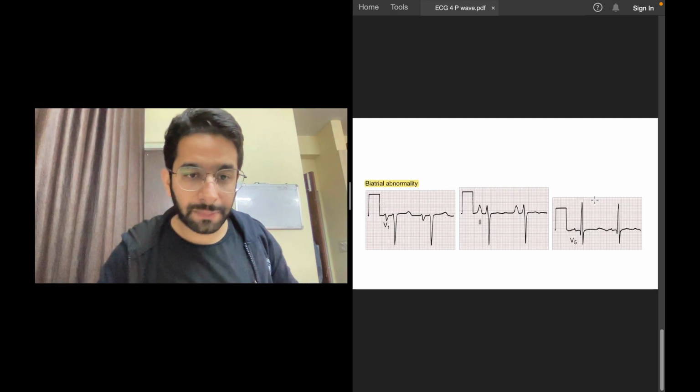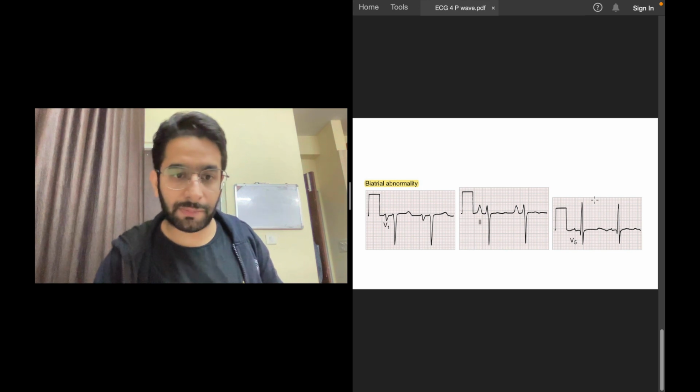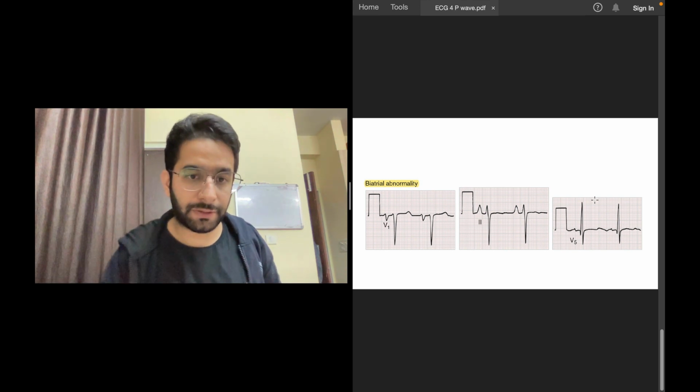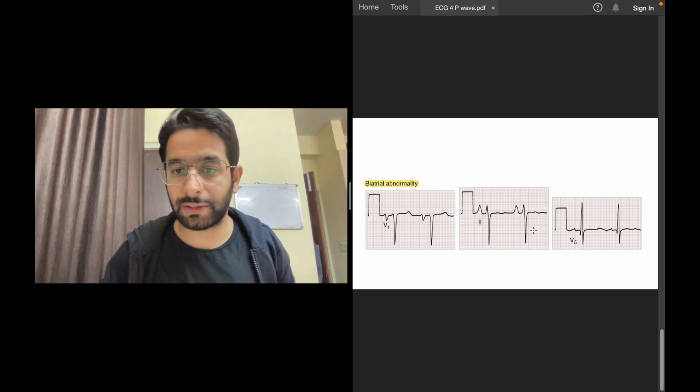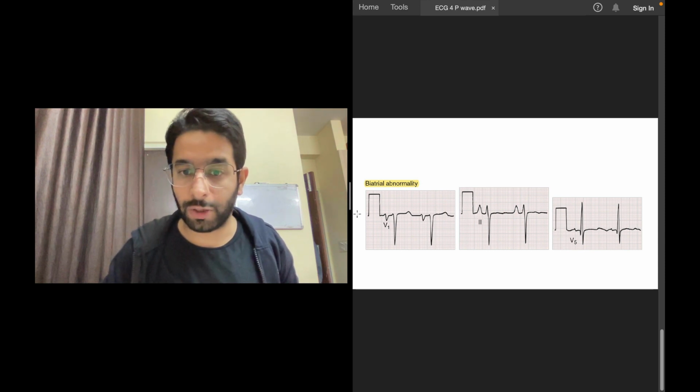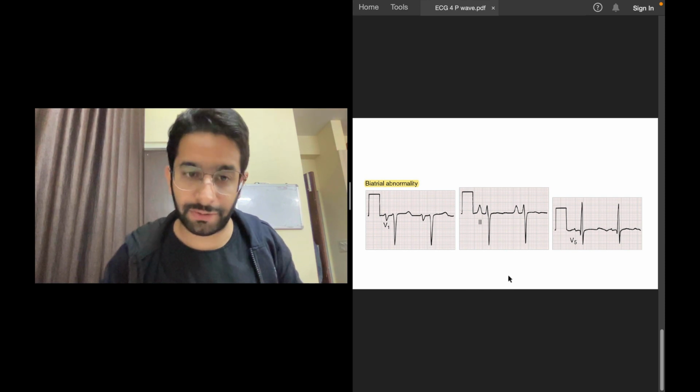And sometimes a patient can have both atrial abnormalities, biatrial abnormality, left atrial and right atrial abnormality. Now notice here, look at the lead 2, it's tall and peaked, so there's right atrial abnormality. Look at the lead V1, look at the terminal negative deflection, it's so prominent. So such an ECG you will label as biatrial abnormality.